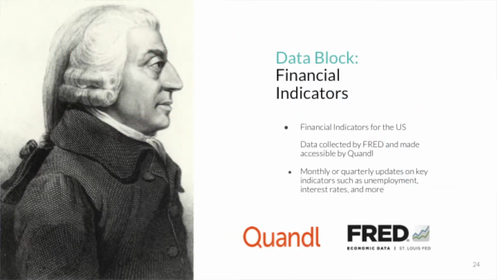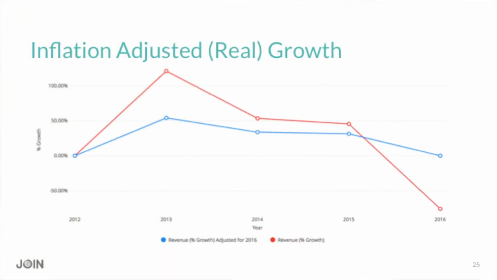The third data block relates to financial indicators. So this is updated on a monthly, quarterly basis and contains indicators like unemployment, debt, inflation, and interest rates. And so we combined this again with an e-commerce data set to look at how revenue can be adjusted for inflation, and we saw that the actual revenue when looked at compared to today's dollars were significantly different.